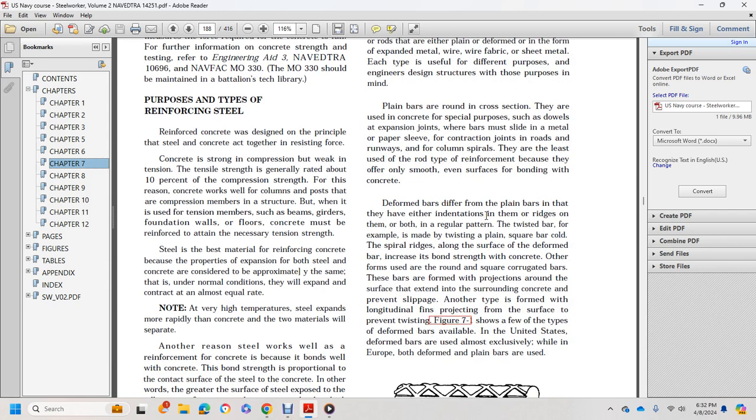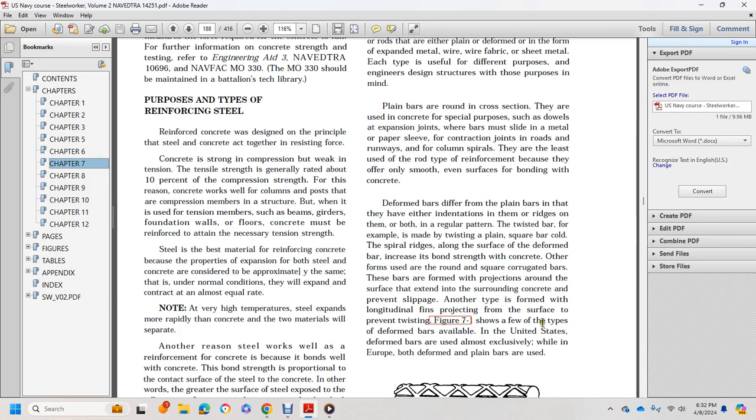Deformed bars differ from plain bars in that they have either indentations, ridges, or both in a regular pattern. Twisted bars are examples, made by twisting plain square bars cold. The splines or ridges along the surface of the deformed bar increase the bond strength with the concrete. Other forms are round, square, or corrugated bars. These bars have projections formed around the surface that extend the surface of the surrounding core and prevent slippage. Another type is formed with longitudinal fins and projections on the surface to prevent twisting.